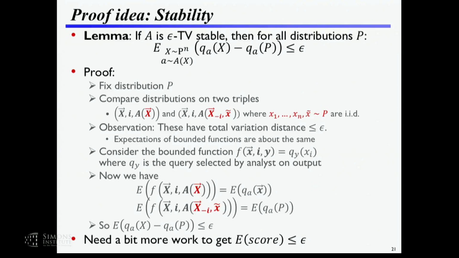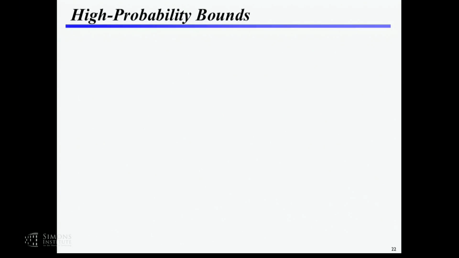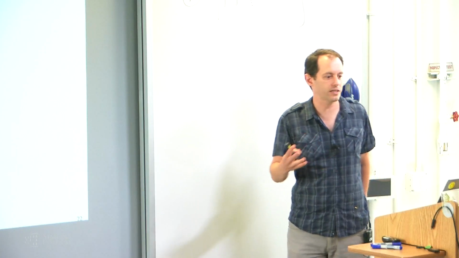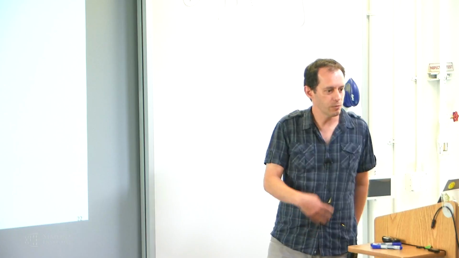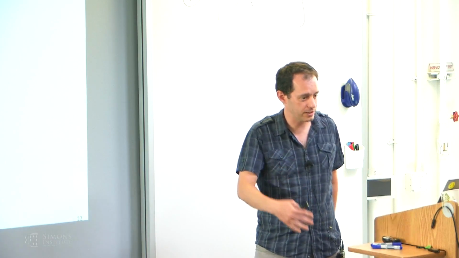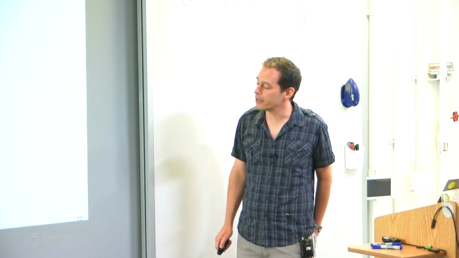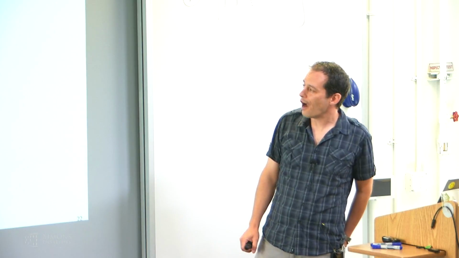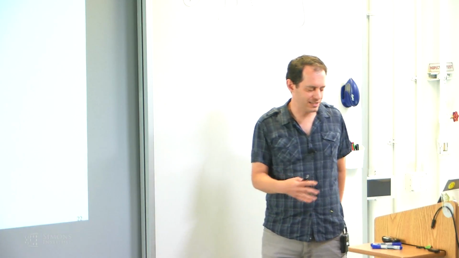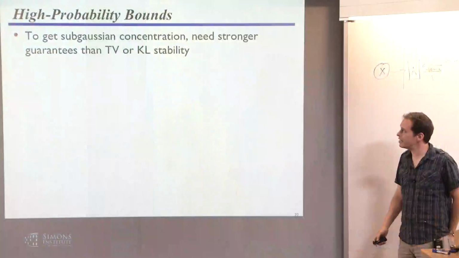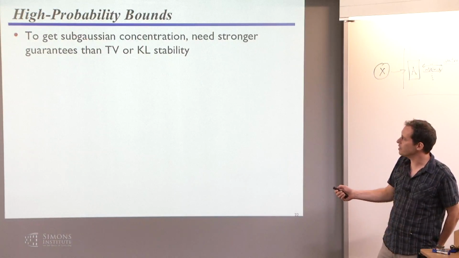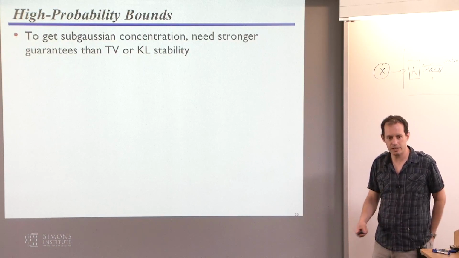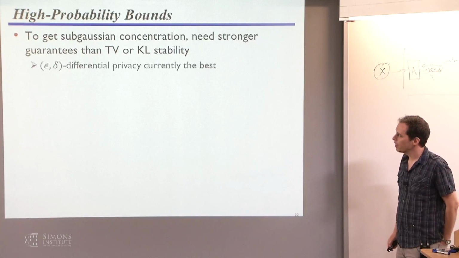So in fact, to get this, you need a little more work to get the absolute value in the right place, but I'm not going to do that. So that gives you some sort of bound on expectations, but bounds on expectations are very weak. We want high probability bounds on generalization error, and we need them in a number of applications. It turns out you can get essentially sub-Gaussian style concentration, but then you need more than just total variation stability. You need to go a little further.